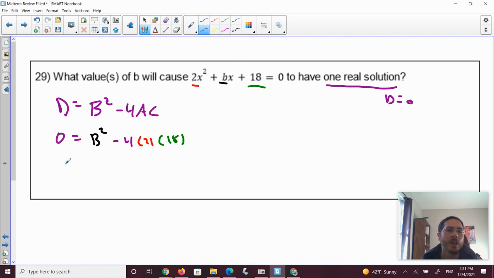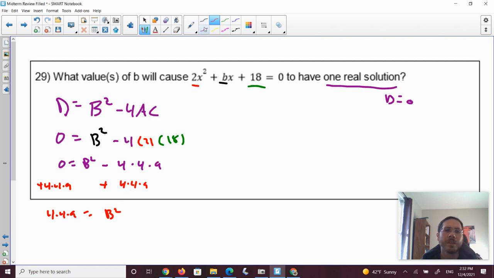All right, so we've got 0 equals b squared minus 4 times 2 times 18. Well, this is 4. I'm going to borrow one of these 2's to make this 4 times 4 times 9, just because I want to do it in my head. I don't want to use a calculator. I'm going to add this to both sides.